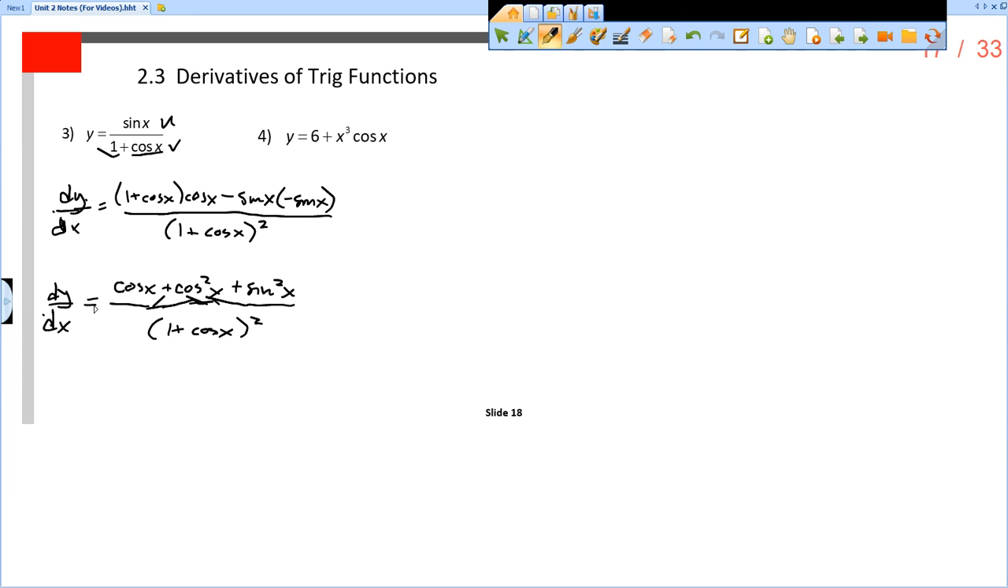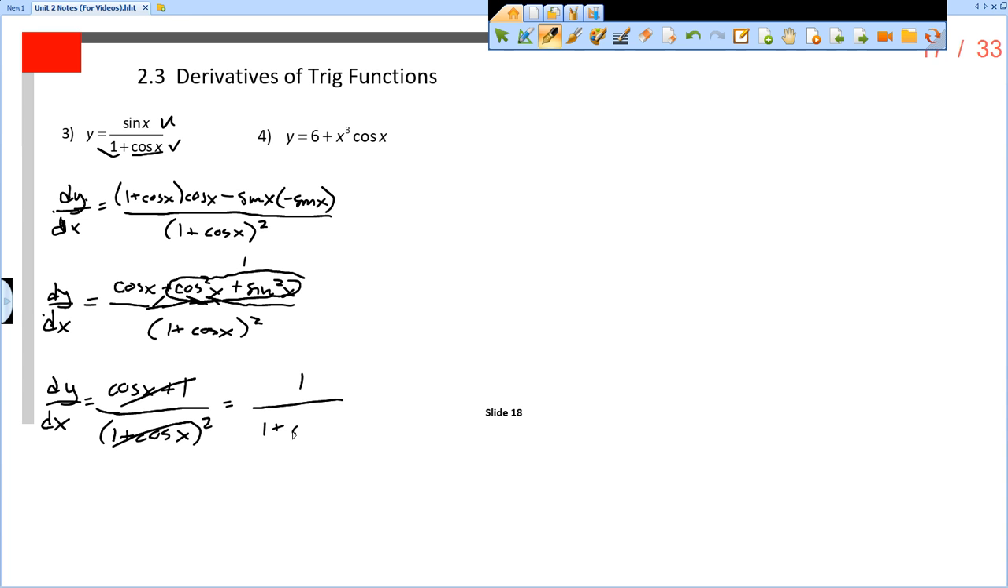And so we replace this with 1. So I have cosine x plus 1 over 1 plus cosine x squared. But remember, cosine x plus 1 over 1 plus cosine x, we can actually reduce. And so I am left with 1 over 1 plus cosine x. All right, the next one.